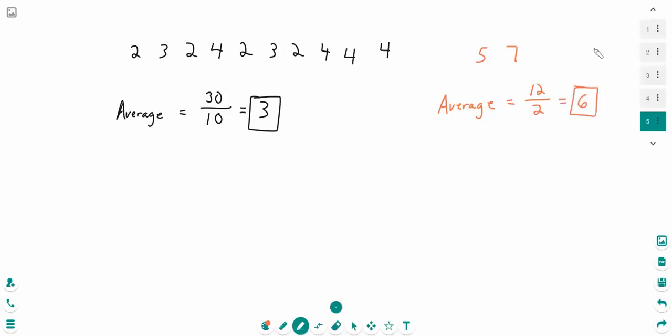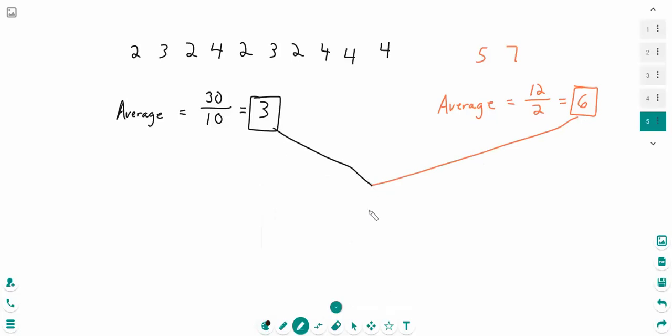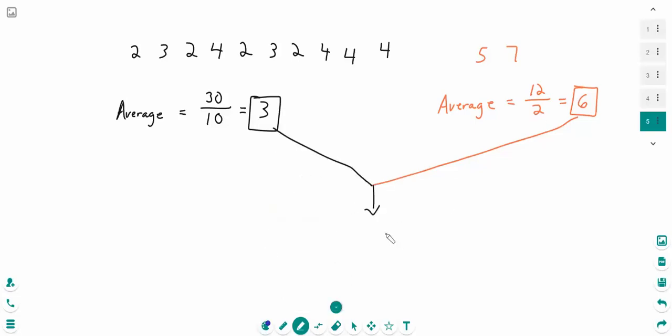And if I go, okay, well, how about if I take this average of these two numbers and then take that average and combine it with this average, find the average of those two, and decide what that average would be. So if I were to do that, I would have 6 and 3, which is 9, divided by 2, since there are two numbers now, which is going to equal 4.5.